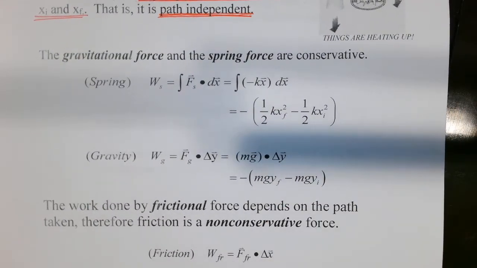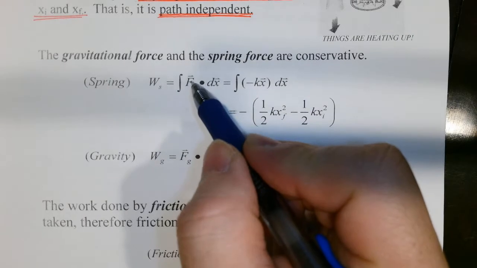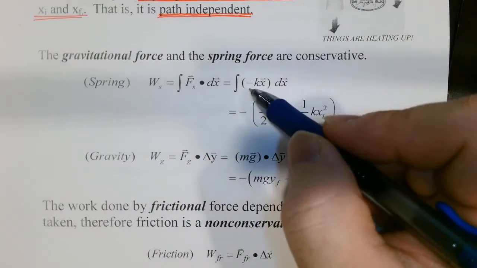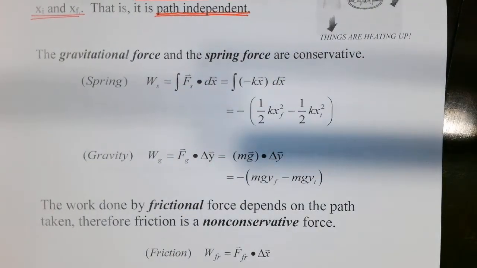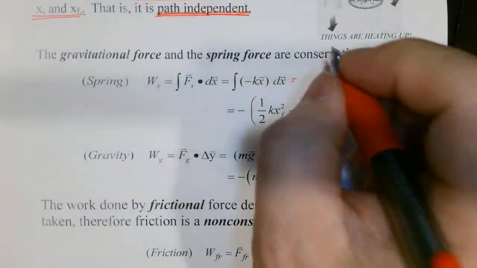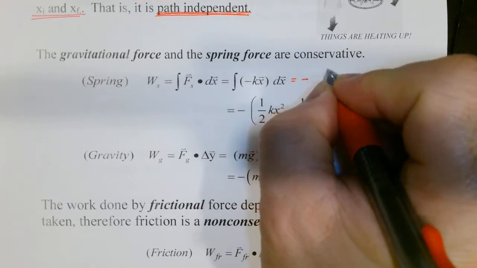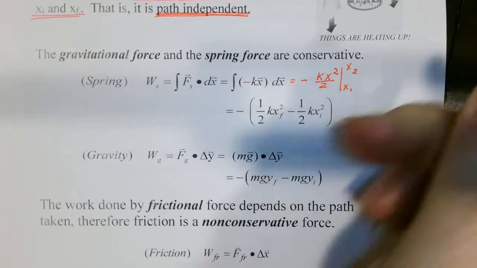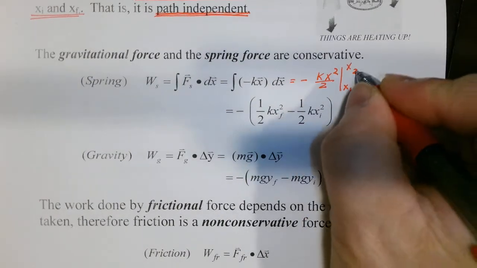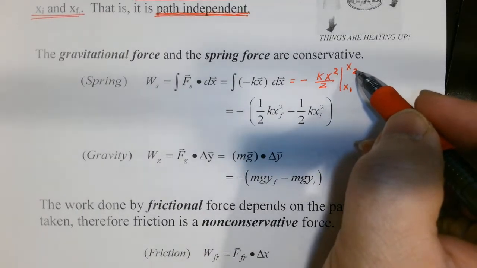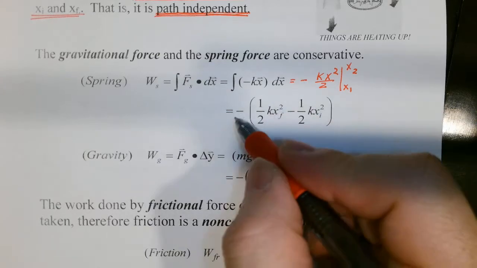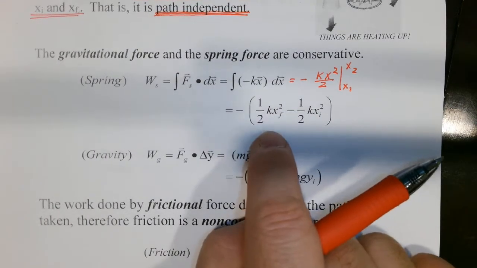So if we look at gravitational and spring forces, we already talked about spring forces from last chapter. Here, work done by spring is the integral of F spring, which is Hooke's law, negative kx dot dx. When we integrate negative kx dx, this is pretty easy. We get negative kx squared over 2, evaluated from x1 to x2, where x1 can be the initial and x2 the final. This becomes negative of 1 half kx2 squared minus 1 half kx1 squared, with the negative factored out. So this is work done by spring.